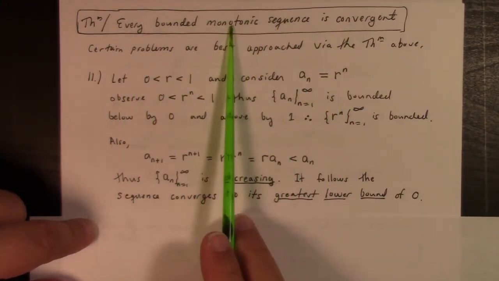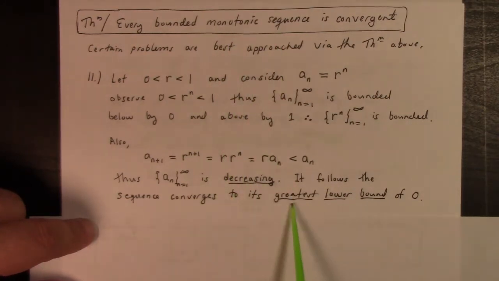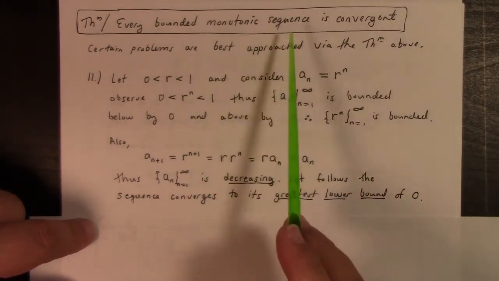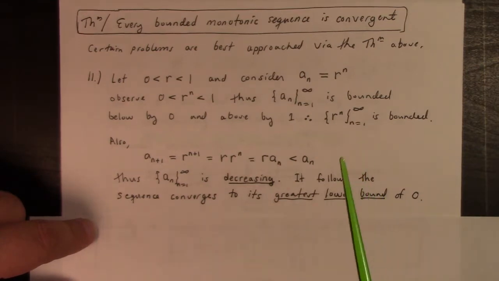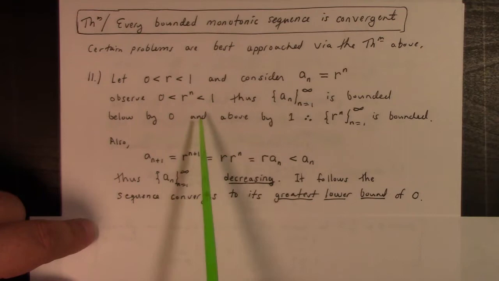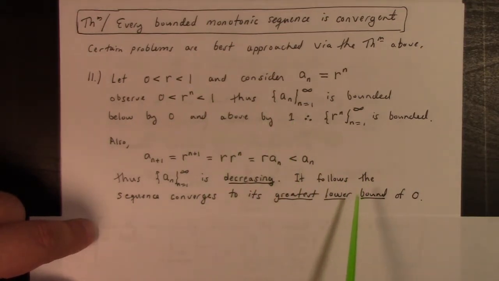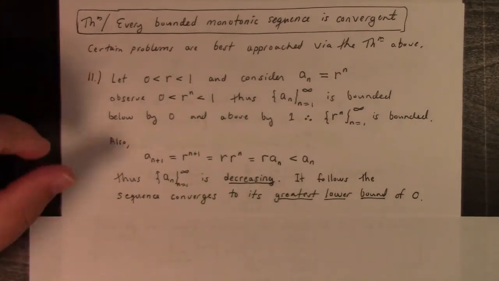If it's a decreasing sequence, it converges to its greatest lower bound. If it's an increasing sequence, it's converging to its least upper bound, I believe. So in this case, the fact that 0 is the greatest lower bound is why this thing converges to 0. All right.